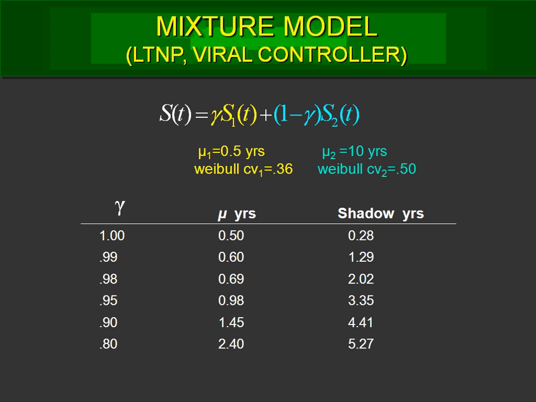These coefficients of variation were chosen to match the window period for the BED assay that's been reported in the literature, and also the time for AIDS distribution that's been reported in the literature. And this shows the mixing proportion. The key point here is that even if only 2% of people are in the blue group, the shadow is about 2 years. It means we're not estimating current incidence, but we're estimating incidence about 2 years ago.